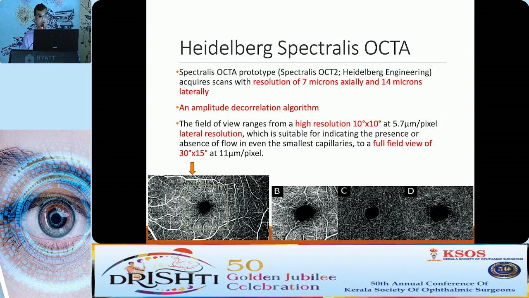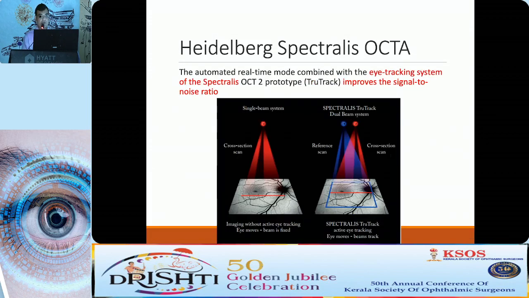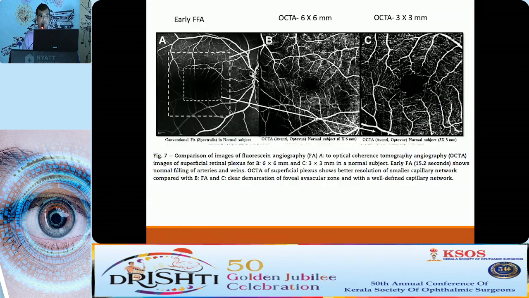It has a resolution of nearly 5 to 7 microns, very deep penetration, and for high resolution you have to take 10 by 10 degrees, for wider field you have to take 30 by 15 degrees of field. Since Heidelberg has an eye tracking system, the chance of overlapping and image confusion is less. You will get a very good image because of the eye tracking system in Heidelberg.